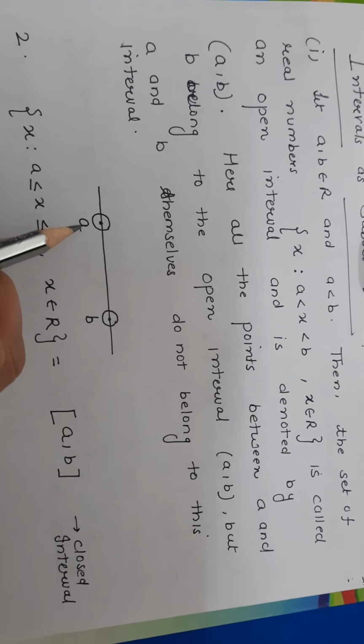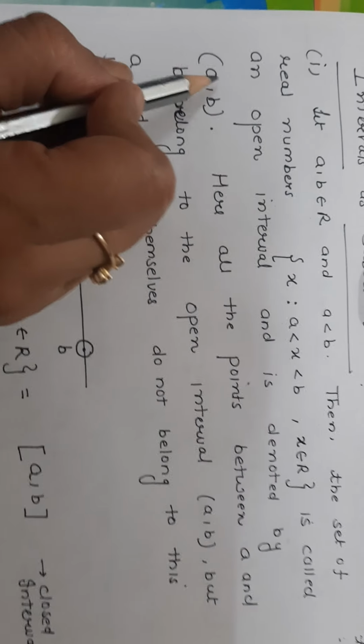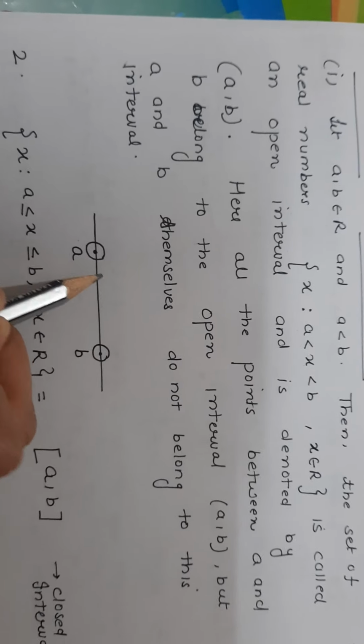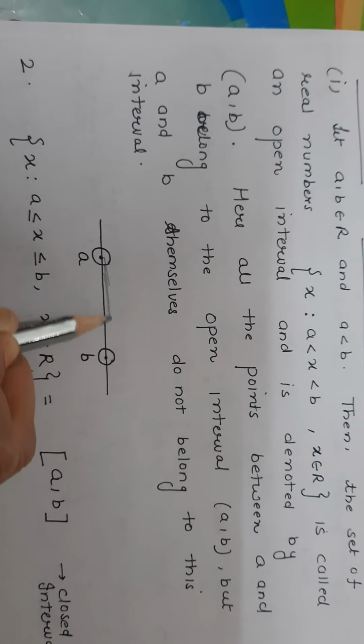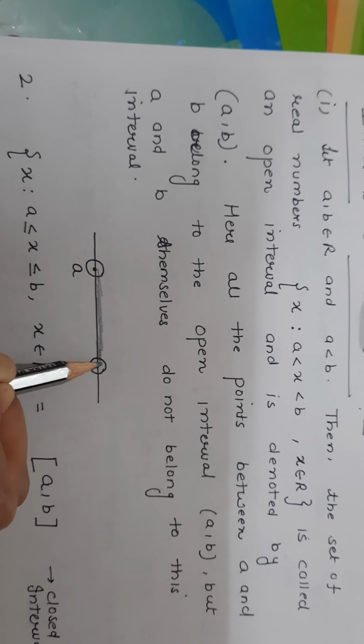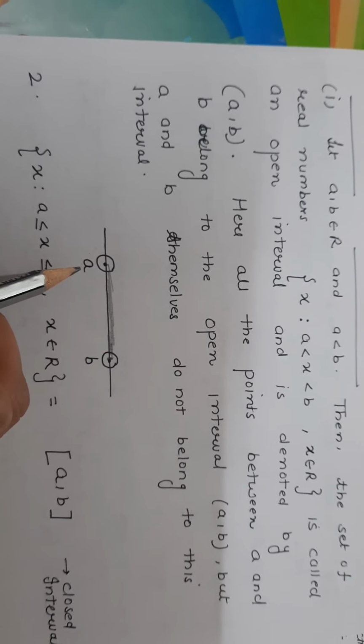Just look here on the real line. I have written here A, then B. Whenever A and B are not included, you are going to draw the open circle and then shade all the points between A and B. The open circle indicates that A and B are not included here.